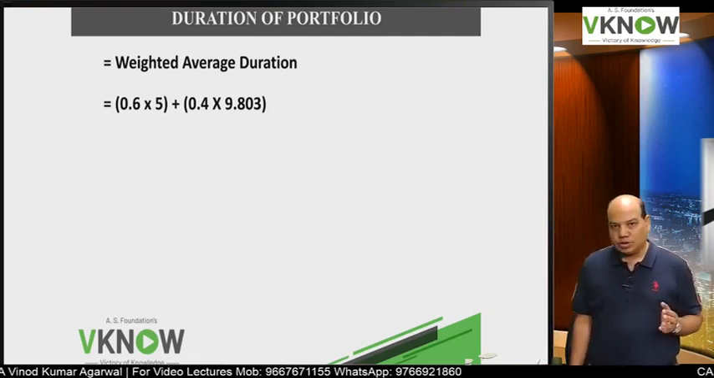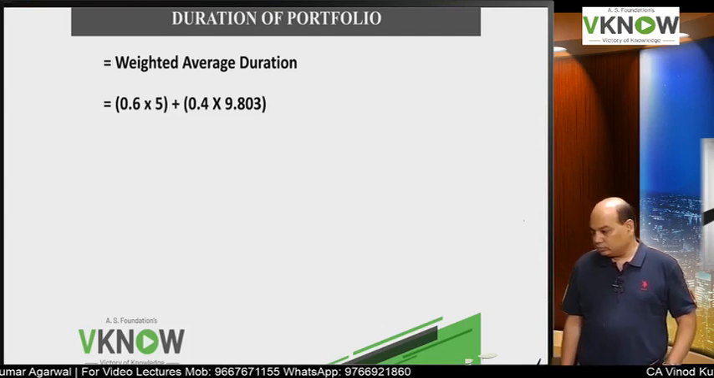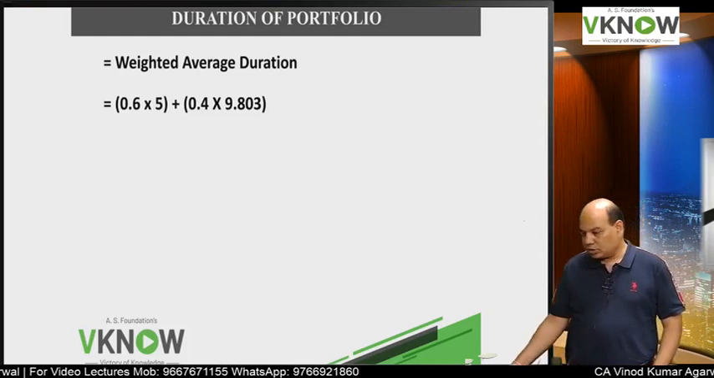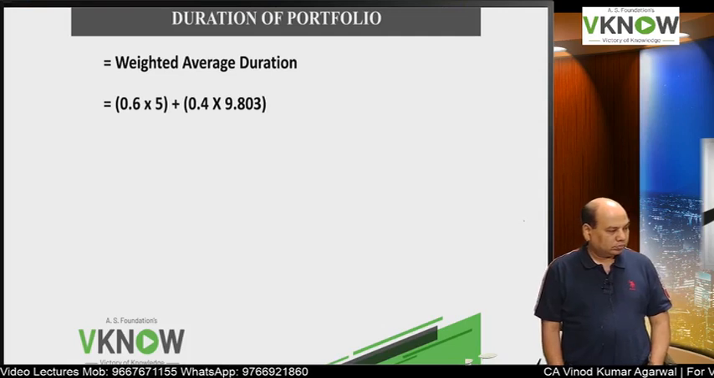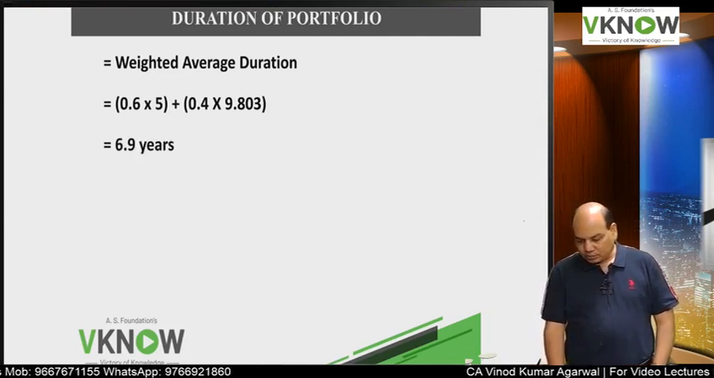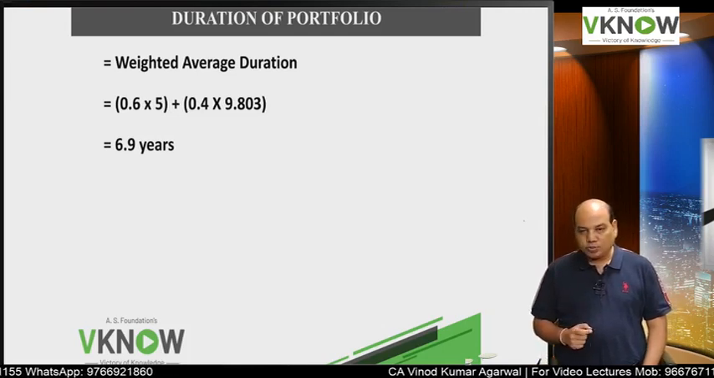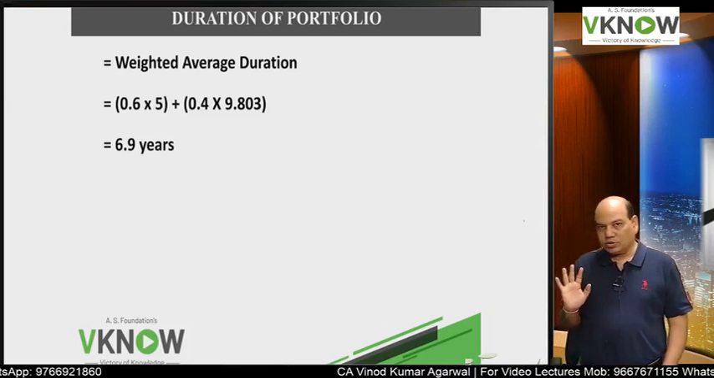So learned students, please reply now. What is the answer? Any student? Please reply. The answer is how much? 6.9 years. Very good. 6.92 also you can write. 6.92 is also right. Don't worry.